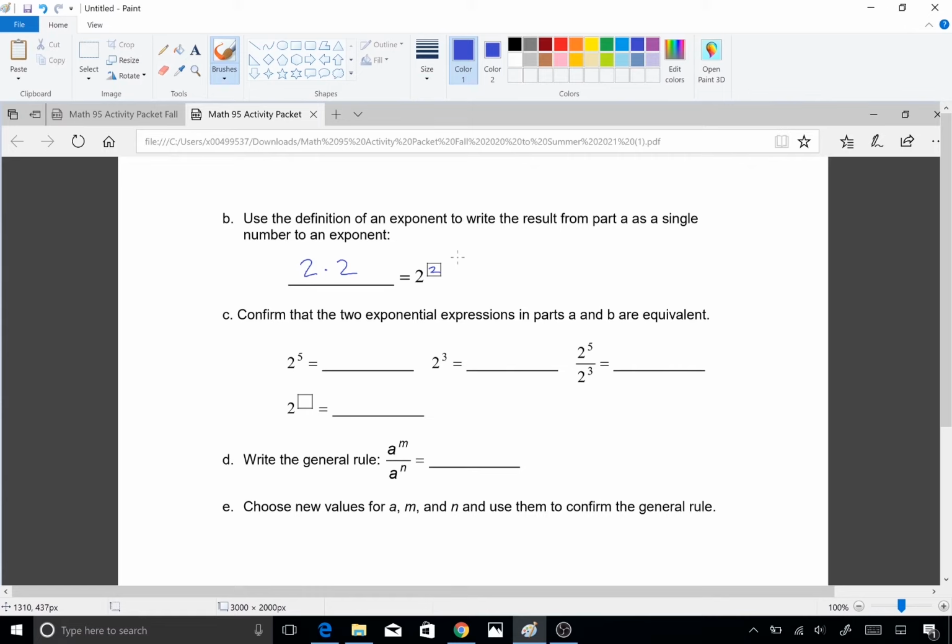Now we'll confirm that these two expressions are equivalent. Recall that 2 to the 5th is 32, 2 to the 3rd is 8, so 2 to the 5th divided by 2 to the 3rd would be 32 divided by 8, which is 4. And using the quotient rule, we got 2 squared, and that's also 4. And the general rule will be a to the m divided by a to the n equals a to the m minus n.